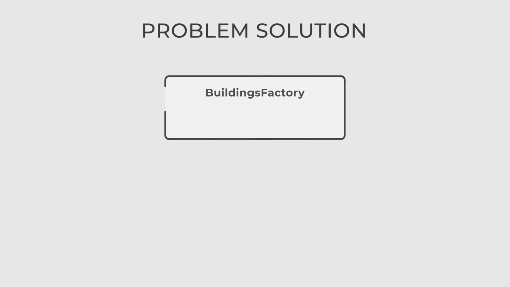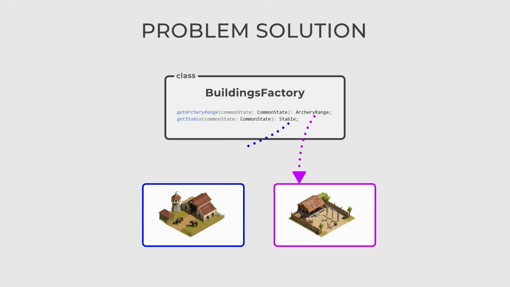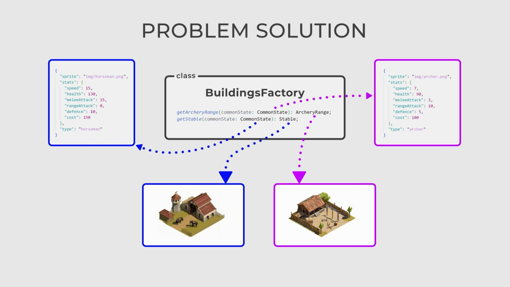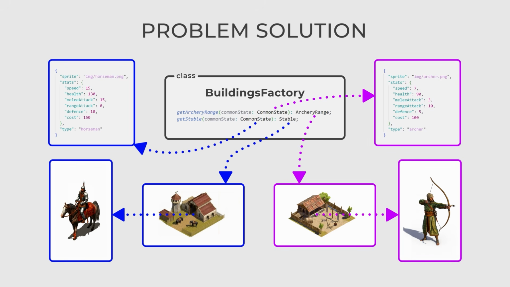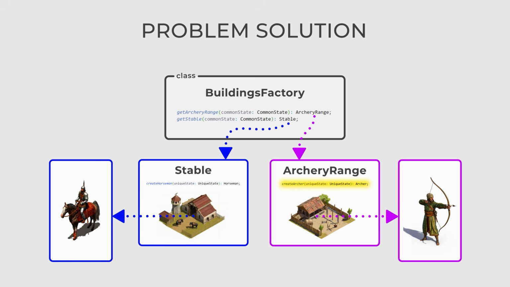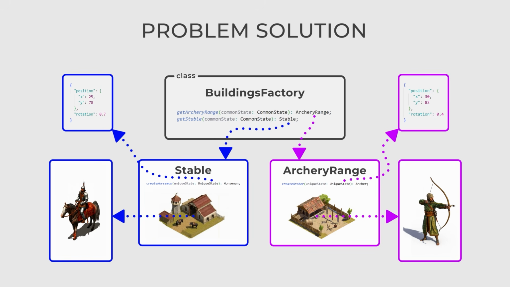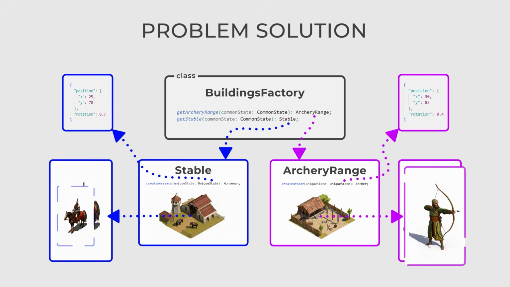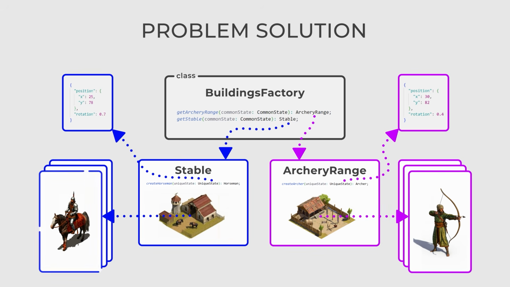Let's create a class and call it Buildings Factory with two methods, getArcheryRange and getStable. These two methods must accept the common state of the unit, such as sprites, speed, types, etc., so that Buildings Factory can understand which archery and which stable it should return. Each building has one method, createArcher and createHorseman. These methods must receive unique to each unit state, such as their position, rotation, etc. Buildings can then return new units to the client, ensuring that the units reuse their repeating state.